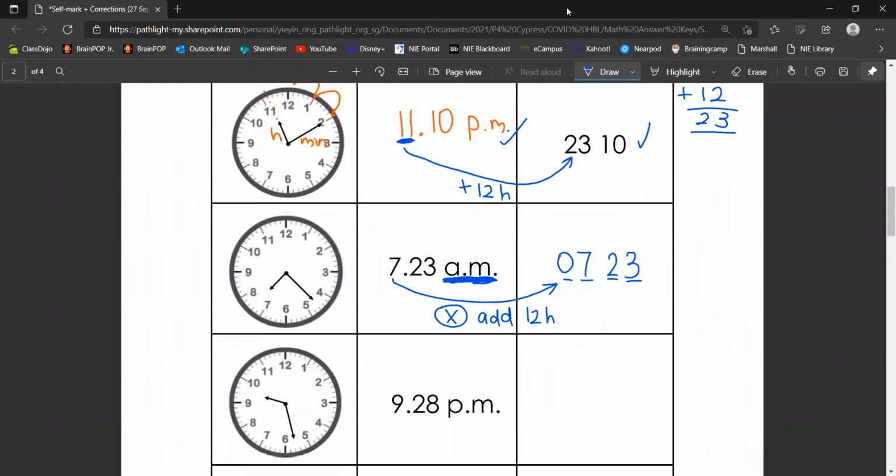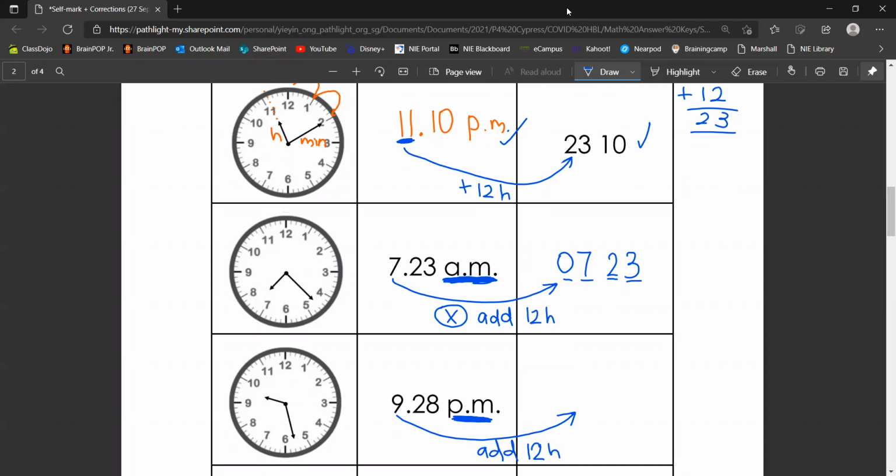9:28 PM. Again, the clock shows us that it's 9:28 PM. So we got to focus on the PM and think, do we need to add 12 hours to the 9 hours? Yes or no? 9:28 PM is after 1 PM already. It's already night time. So we would add 12 hours so as to write in the 24-hour clock.